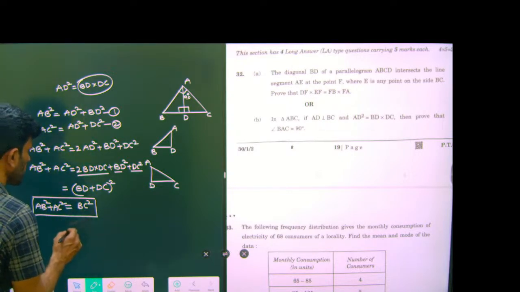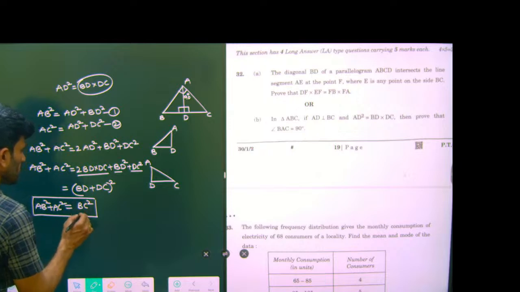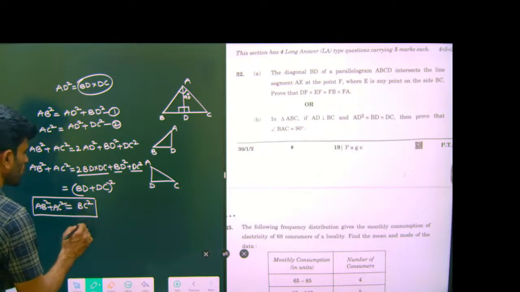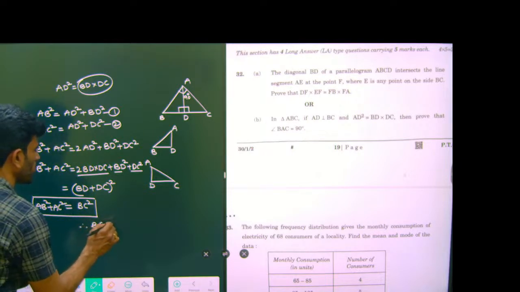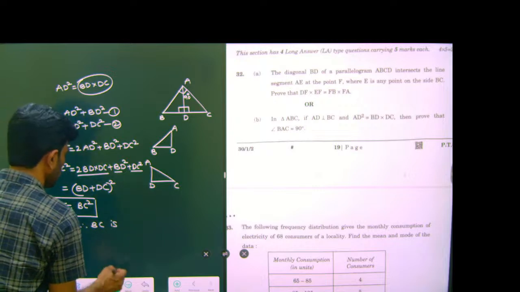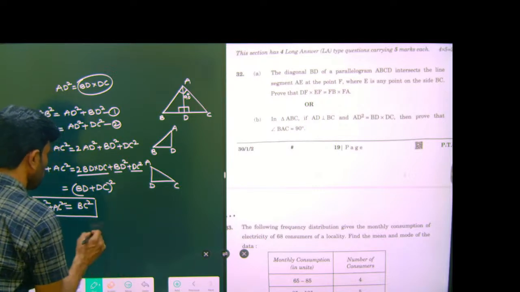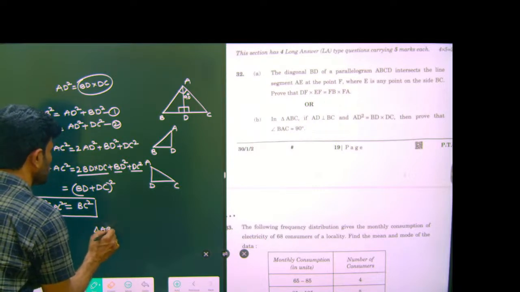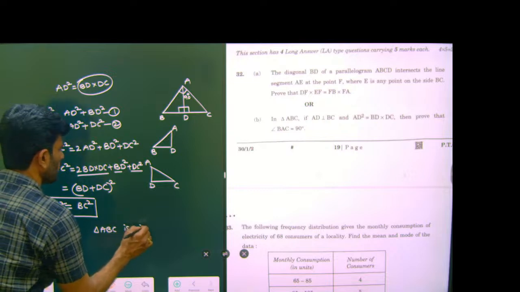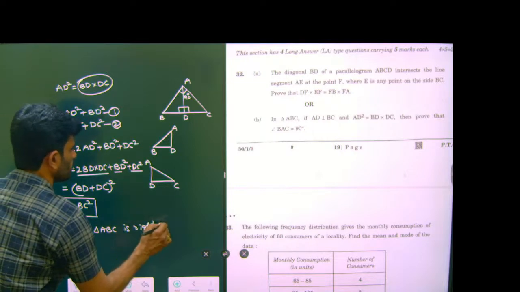So after this we can write the conclusion. Since AB square plus AC square is equal to BC square, we can write BC is the hypotenuse, triangle ABC is a right angled triangle.